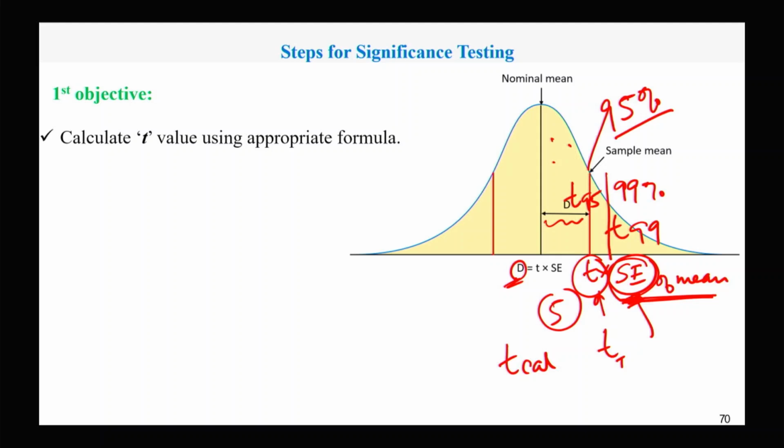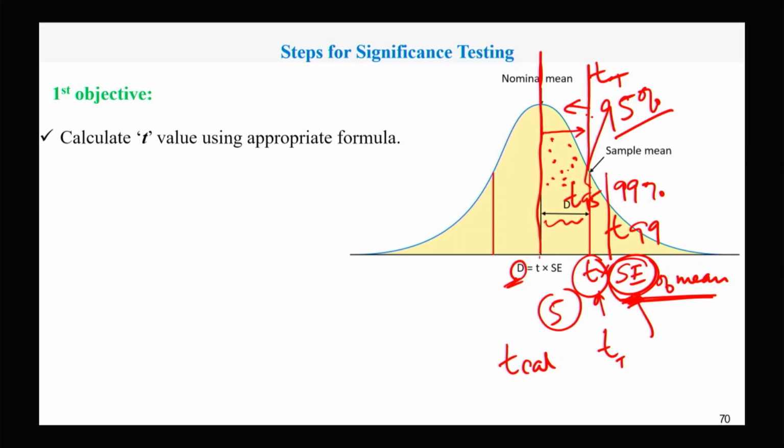Suppose this is the table T value, and if our calculated T value is less than this table T value, then in the significance test, what we are doing is comparing with the mean value, the central value. From the central value, if the T value is less than this, that means the data lies within this range, so the difference is not that significant.